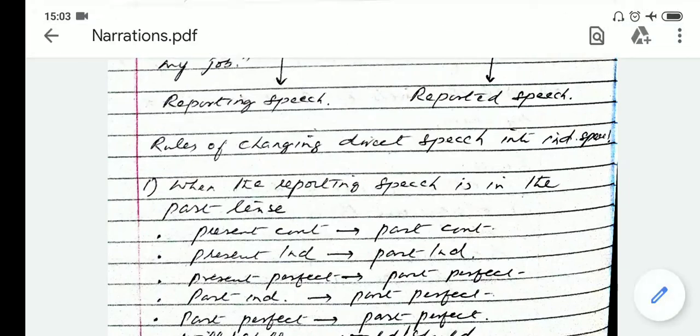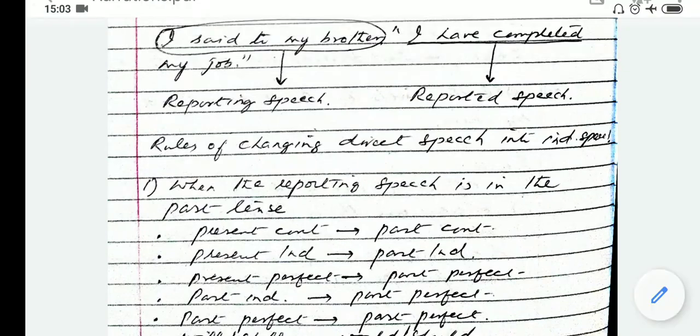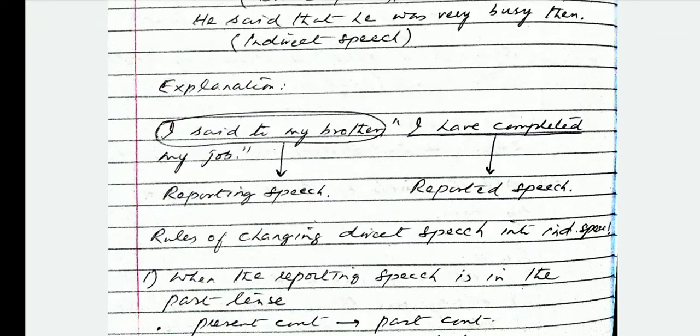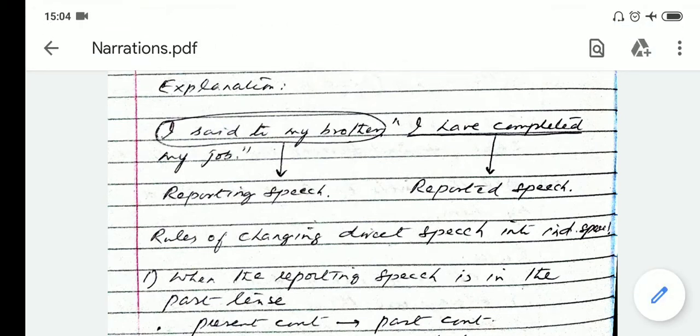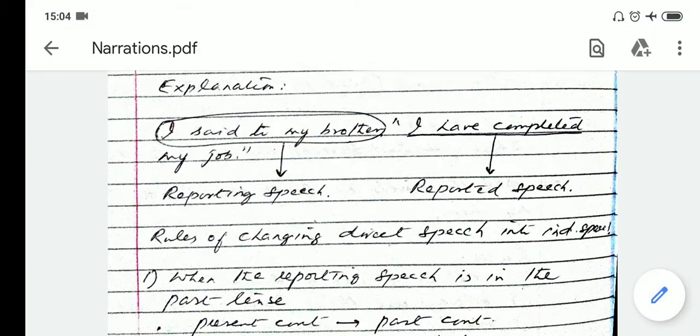Rule number 1 is, when the reporting speech is in the past tense, ये past tense में ना, I said to my brother, this is the reporting speech. Is it in the past tense? Yes, it is in the past tense. How do we know it is in the past tense? क्योंकि second form of the verb use हुई है, said. Present होता तो क्या होता?